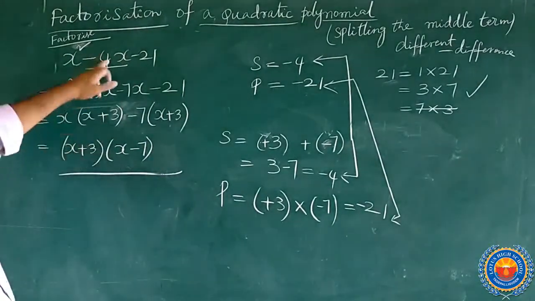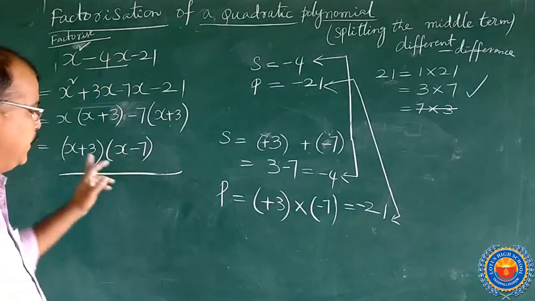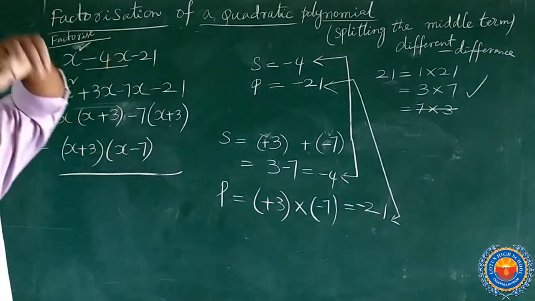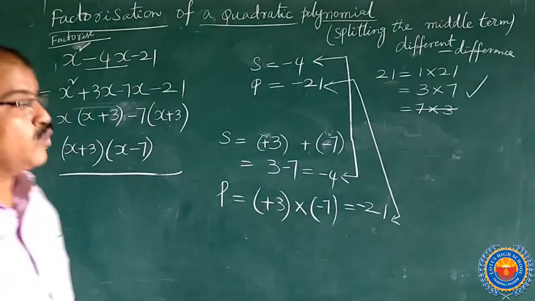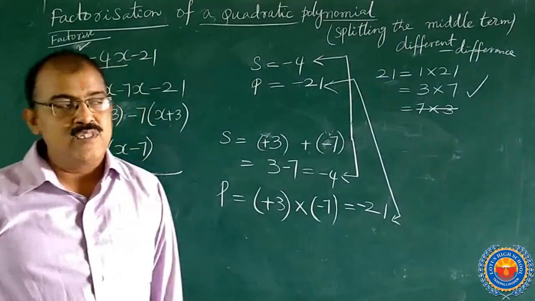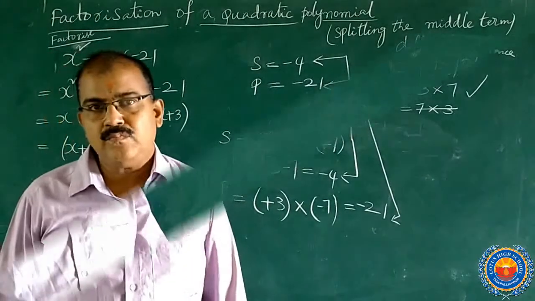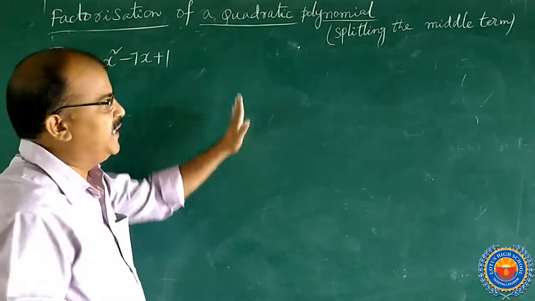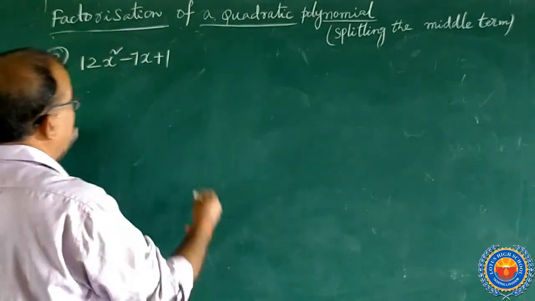If you multiply x plus 3 into x minus 7, you will get x square minus 4x minus 21. This is the first sum by using splitting the middle term. This is the second sum by using splitting the middle term in today's class.